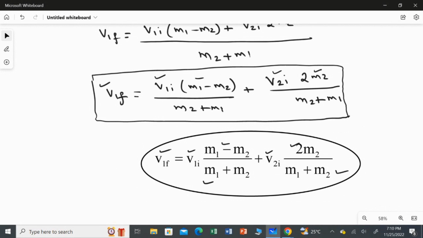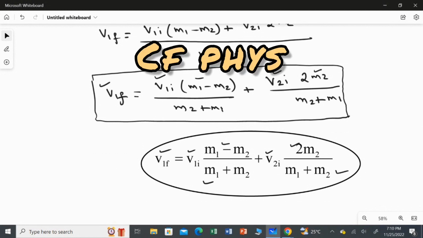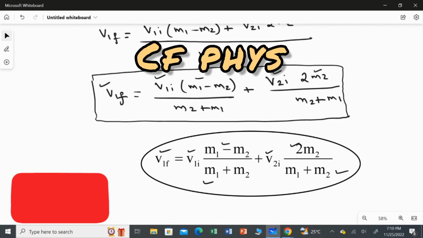So here I explained only the final speed of the first mass. Am I right? So I'm going to make one more video. In that video, I'm going to explain what the final speed of the second mass is. Right? Please watch the second video for getting a clear idea about the final speed of the second mass.